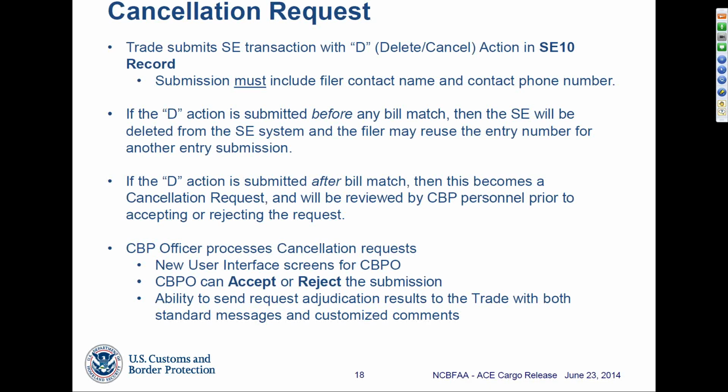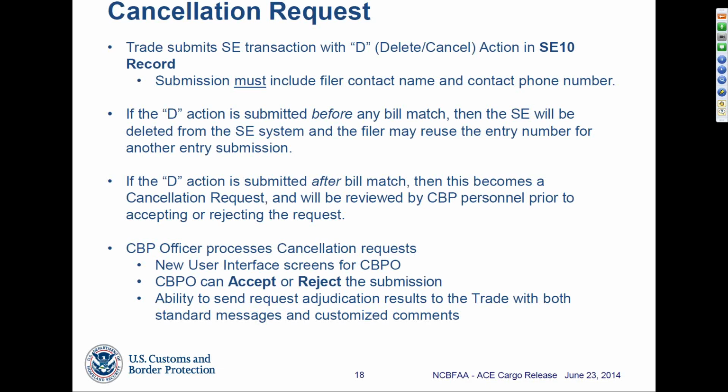And of course, for both cancellations and corrections, if you don't have a contact name and phone number, the system will reject it to you automatically. This is actually a name and number of someone who can discuss it with CBP when they call. We don't recommend putting in the name and number of your corporate licensed broker who doesn't know anything about what's happening in Laredo, Texas.